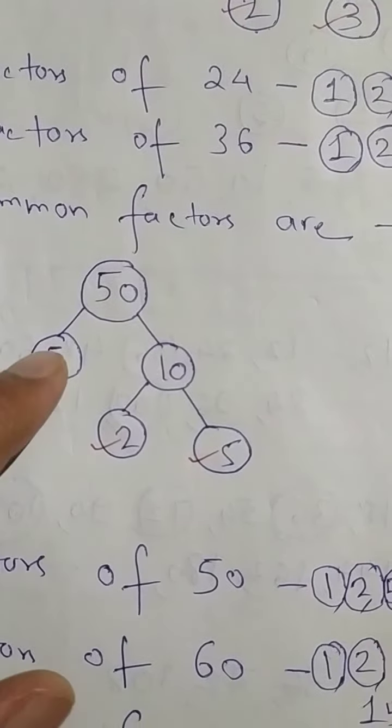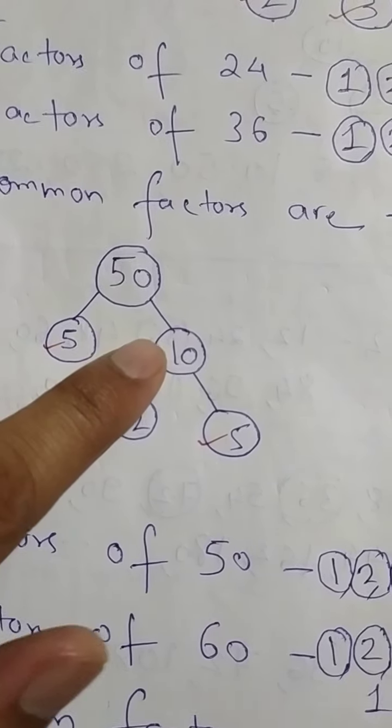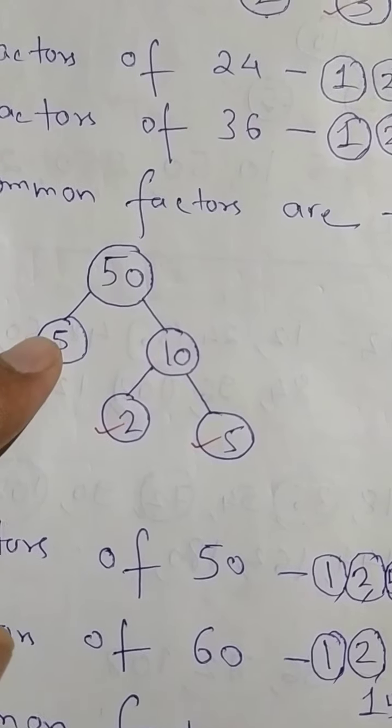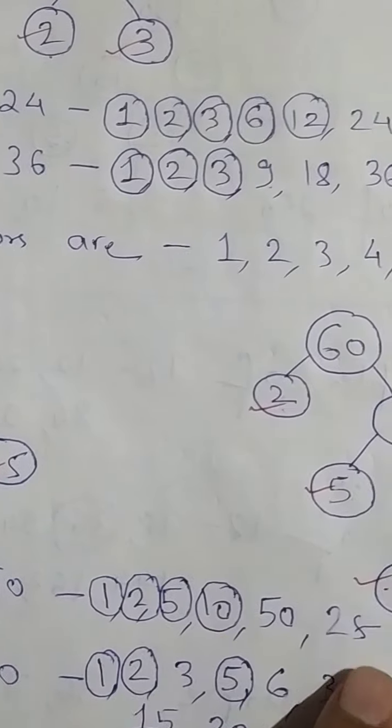Now these prime numbers you have to multiply. Let's multiply 2 at a time. 5 2s are 10. 10 we have already written. 5 5s are 25. 25 is not here, so we have written 25.